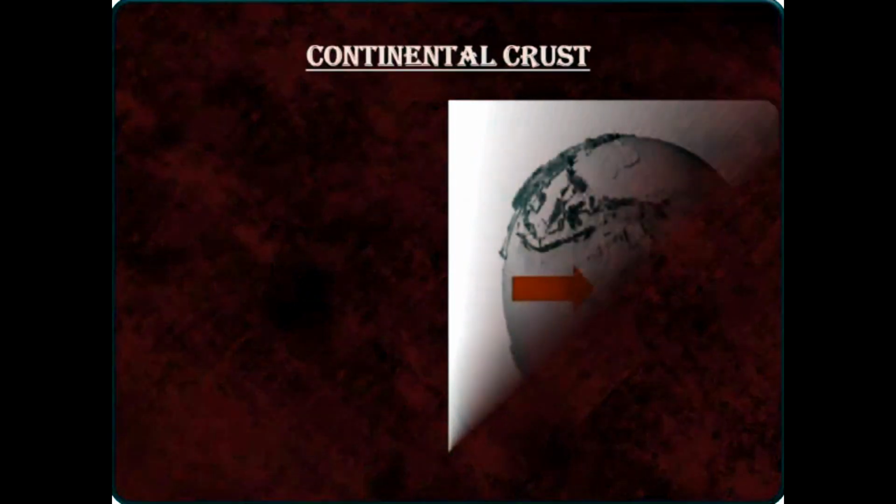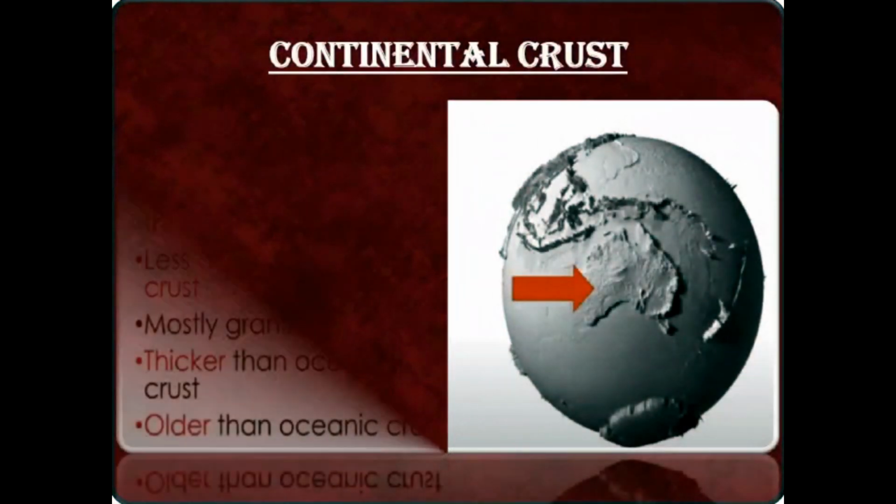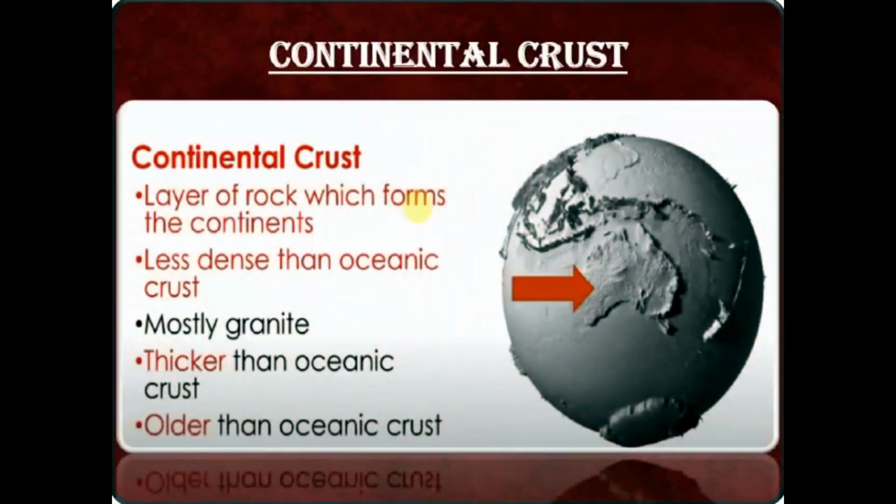Students, let us learn about the continental crust. Now what is continental crust? The layer of rock which forms the continents. The continents are mainly composed of silica and aluminium. That is, Si stands for silica and Al stands for aluminium. Because of the high proportion in this layer, the layer was earlier known as Sal.